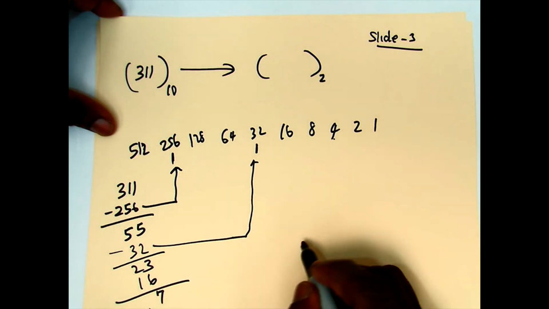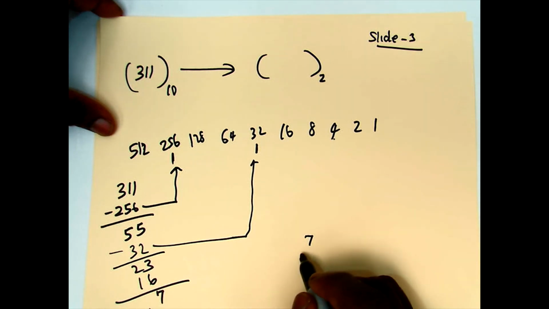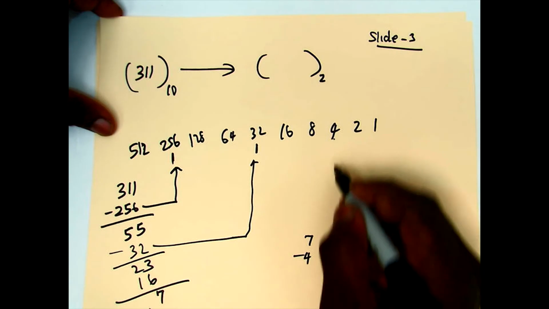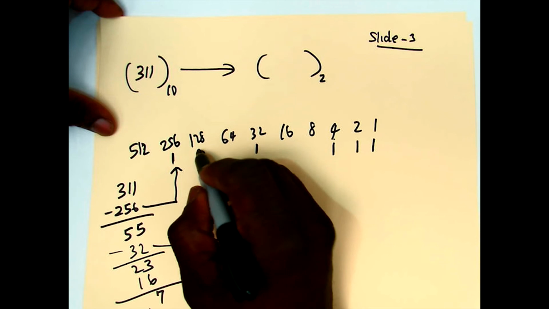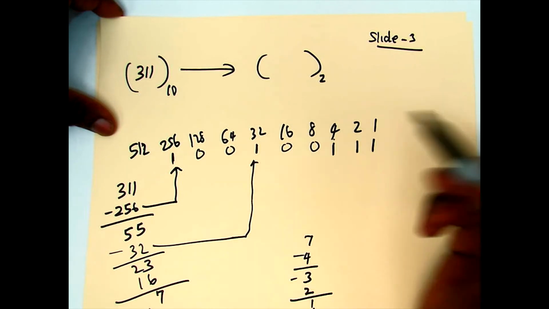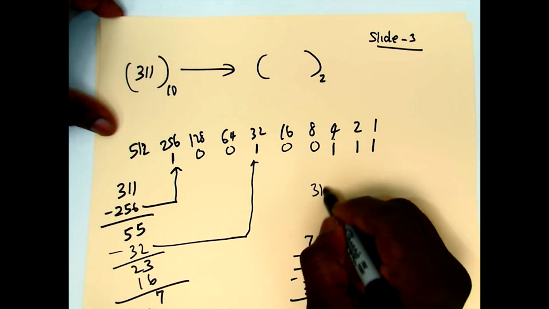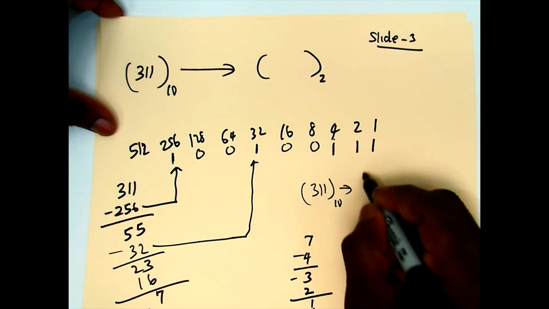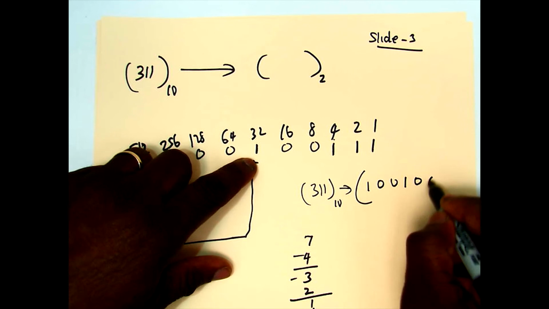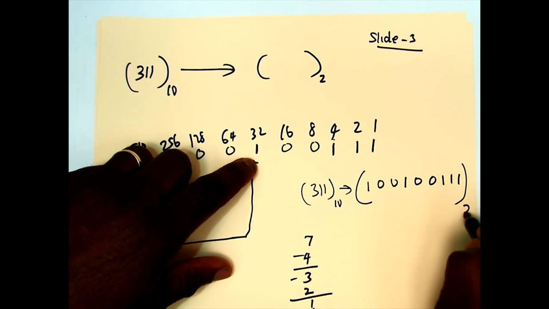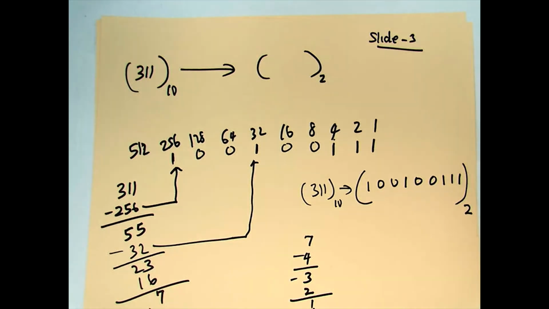Let me bring it right here. I use 4, so we put the 1 down there. Then I have 3 left. I use 2. I have 1 left, so we use 2 and 1. See, we skip all the others. So with this second example, 311 in base 10 becomes 1 0 0 1 1 0 1 1 1 in base 2. So you can see it's very easy.